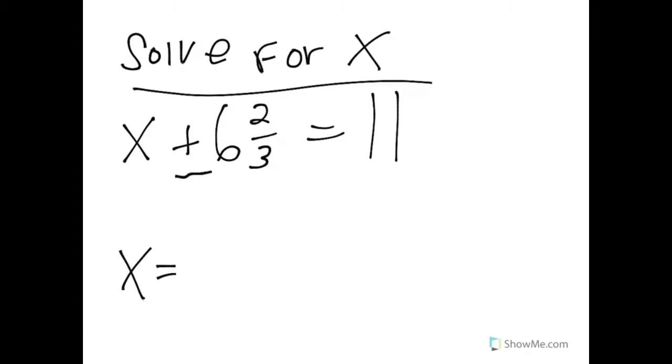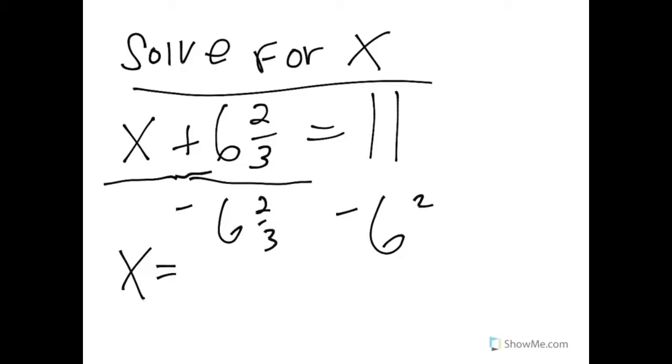Through subtraction. So we have x plus 6 2/3. We're going to take away the 6 2/3, so we just have the x on this side of the equal sign. But, as you well know, if we take away 6 2/3 on one side of the equal sign, we have to do the same thing on the other. So we end up with x equals 11 minus 6 2/3. That's a little bit more of a difficult problem unless we look at it, instead of 11, as 10 plus 1 minus 6 2/3.